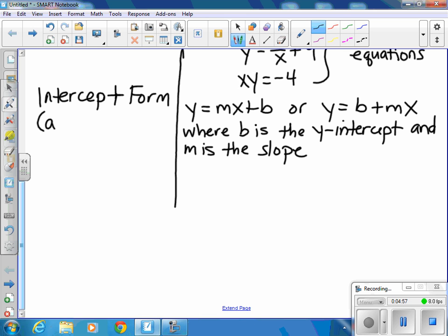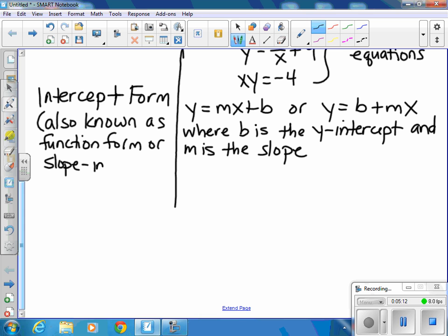Okay? And for intercept form, there's some other names that they give it. You may also see this written in the directions as function form or slope-intercept form. All of it means exactly the same thing. So when they ask you to put the equation in function form, they're asking you to put it into y equals mx plus b. So just realize that all of those mean the same thing.